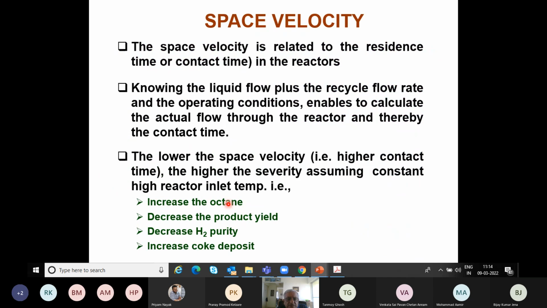As far as space velocity is concerned, again here, the lesser the space velocity, the more is the severity of reforming. So the higher the temperature, more is the severity of reforming. Space velocity is the other way around. If you increase the space velocity, the residence time goes down, and therefore actually the severity of reaction comes down too. So both have similar impact actually.